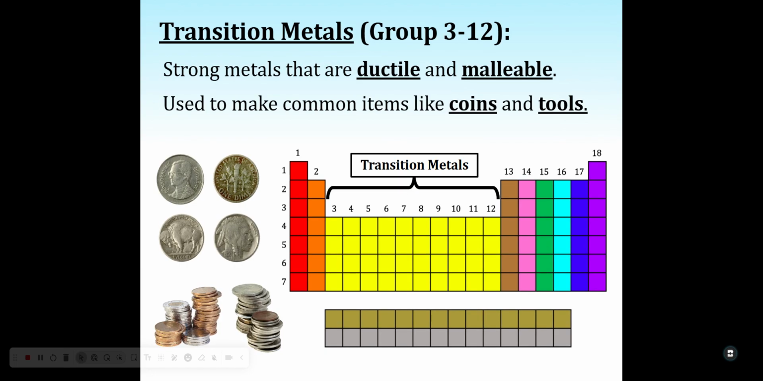Transition metals are the groups 3 through 12. They're strong metals that are ductile and malleable, so iron, silver, gold, all the things. For purposes of the periodic table, when we are learning, we pretend they don't exist. They are tricky, and so for our purposes, when we do Bohr models and things like that, we just pretend they don't exist.